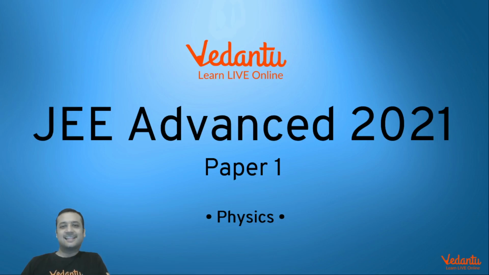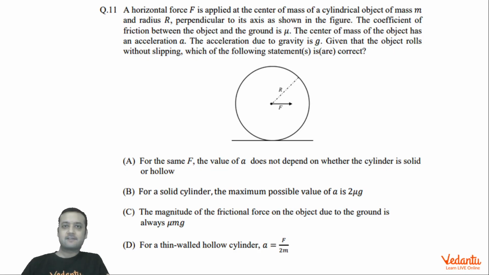Hi dear students, let's see this question that came in JEE Advanced Paper 1 Physics in the year 2021. The question is based on the topic of rotation, more precisely rolling without slipping. The question is fairly simple, a regular question which most of the students are taught in their JEE Advanced preparation. Most of the students would have done this quite correctly.